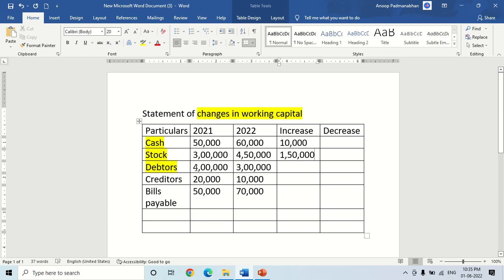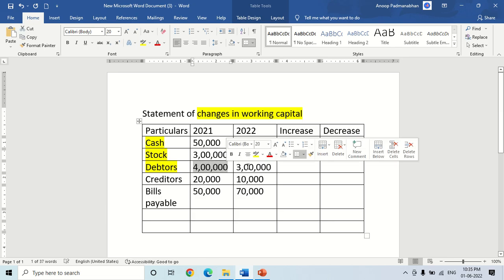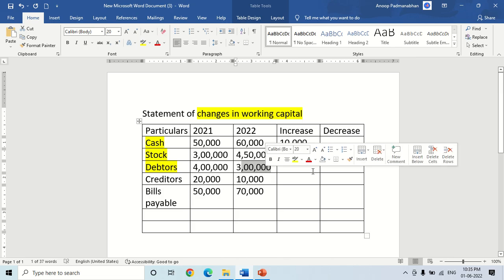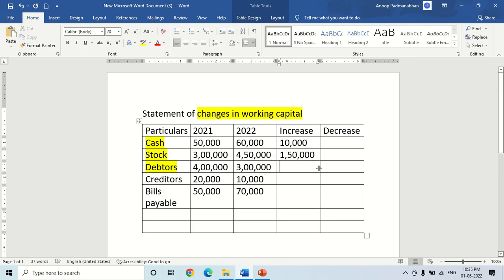Next one, it was 4 lakhs, then it is reduced to 3 lakhs. When it is decreasing, same action, I have to do in the decrease column. How much is it? 1 lakh rupees. So in the remaining columns I can put nil.